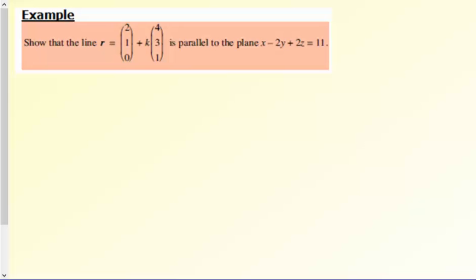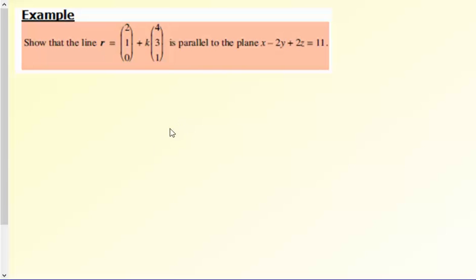So for the first problem, what I want to do is show that this line here is a line that is parallel to this plane. So we've got a line, it's in 3 dimensions and it's in vector form. We're asked, is it parallel to this plane here that's given in Cartesian form?